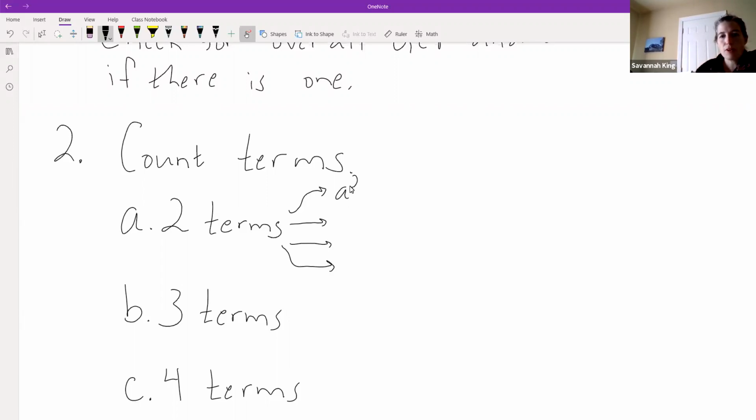So the possibilities for 2 terms we have are probably what will grow to be everybody's favorite, something in the format a squared minus b squared. This is about as good as factoring gets. Even though you have to memorize this, it's very quick, very simple.